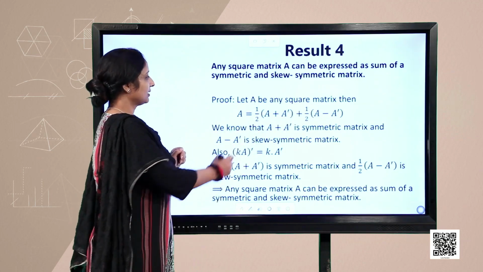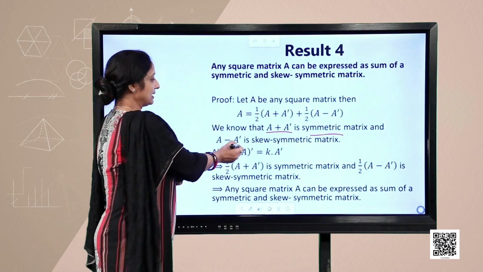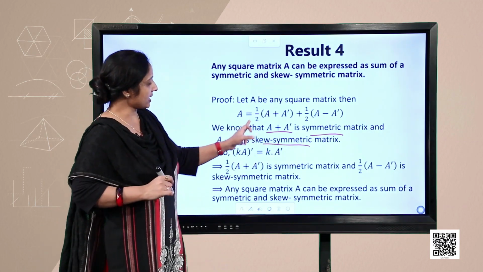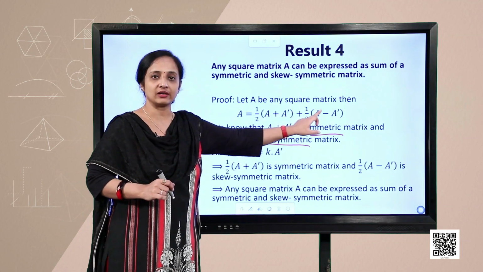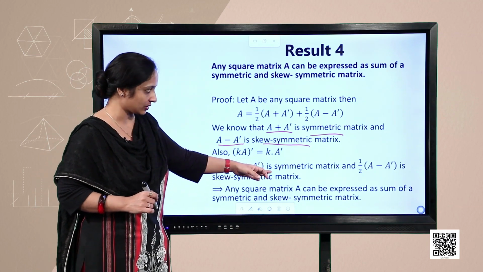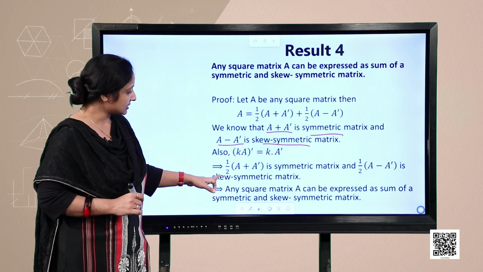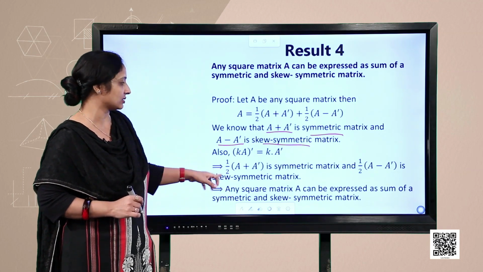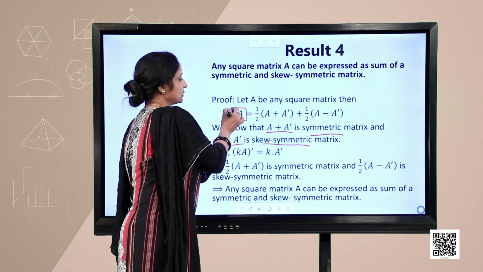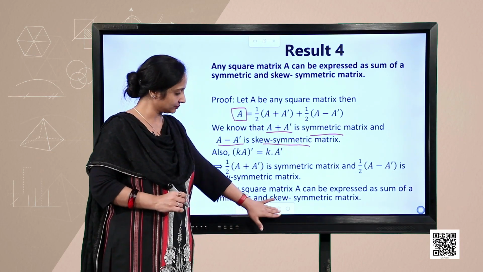We have just studied that A plus A transpose is a symmetric matrix, while A minus A transpose is a skew symmetric matrix. So, A can be written as the sum of one symmetric and one skew symmetric matrix. Half of A plus A transpose is symmetric because half is a scalar quantity, it is not going to affect its nature, and similarly half of A minus A transpose is a skew symmetric matrix. So, any square matrix A can be expressed as the sum of one symmetric and one skew symmetric matrix.